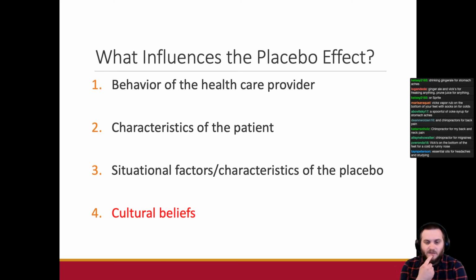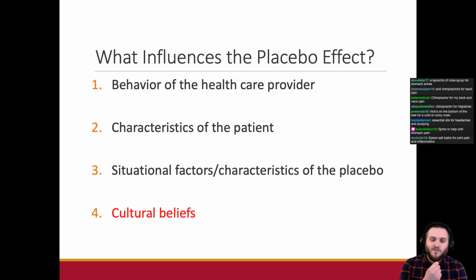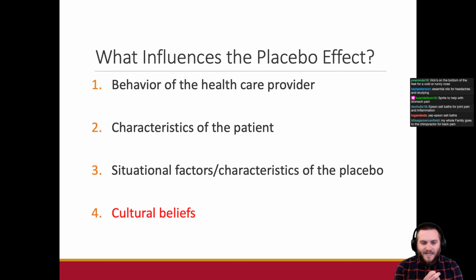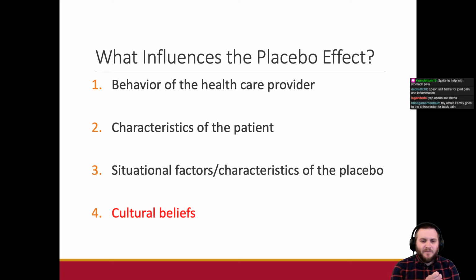Sprite, yeah. Ginger ale or Sprite. Vicks Vapo Rub on the bottom of your feet with socks on for colds. Right. Okay. Spoonful of Coke syrup for stomach aches. Coke syrup? Like, the syrup that's in Coca-Cola? Chiropractors for back pain. I mean, they can adjust you. Chiropractor for back and neck pain. That's not really all that cultural.